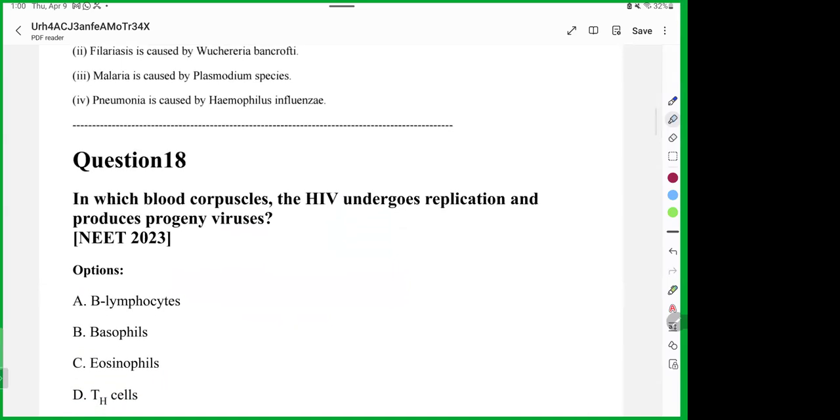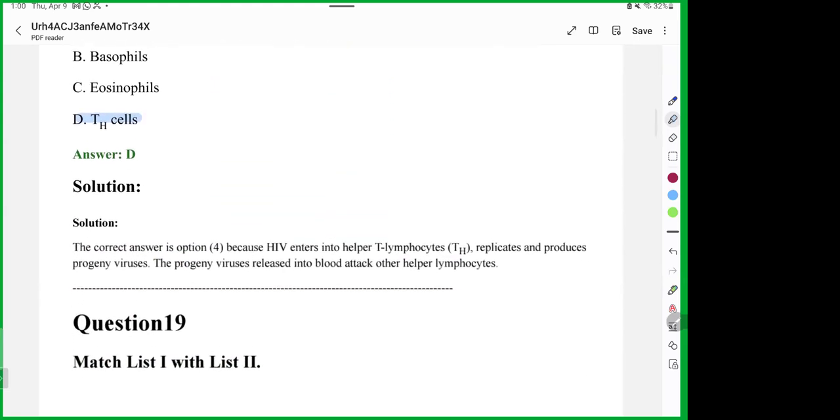Next, Rayan: the blood cells in which HIV undergoes replication and produces progeny. T helper cell and macrophage.